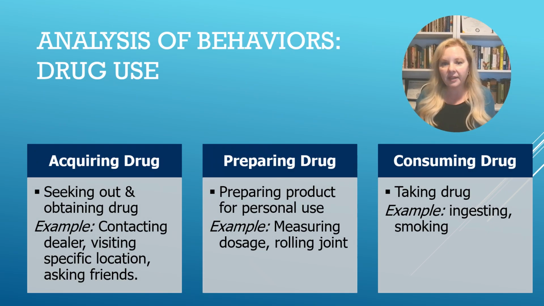Often in a target behavior such as drug use that we want to reduce, there's actually multiple behaviors present. And so we want to analyze those behaviors. Those might be behaviors around acquiring the drug, seeking out and obtaining the drug, for example, contacting a dealer, visiting a specific location, or asking a friend for the drug. It might be preparing a drug, depending on the type of drug they're using, for personal use, measuring a dosage or rolling a joint, that sort of thing.